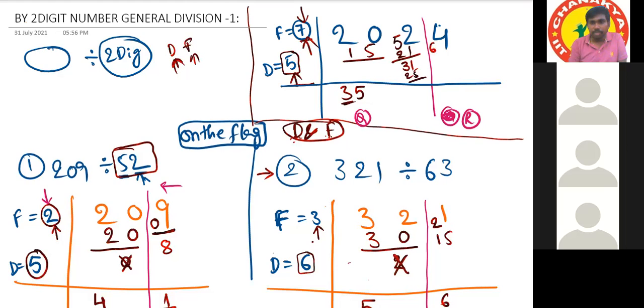Again, the divisor is over. Now coming to the flag. 7 5s are 35. Now subtract 35 from 64, how much is it? 29. That's all. Here the answer is 35 with the remainder 29.